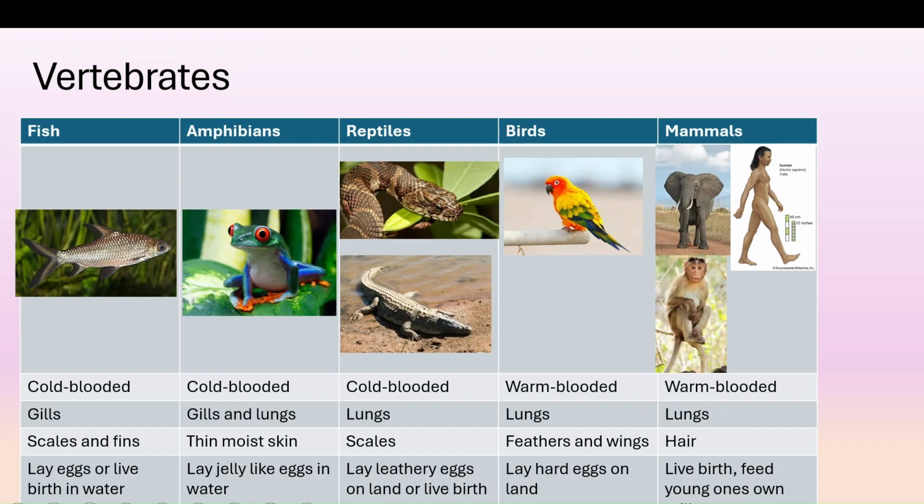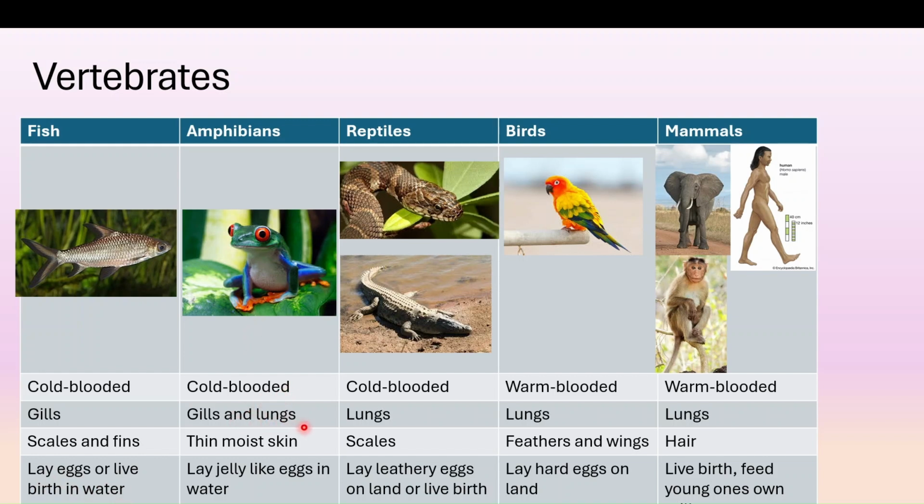So let's look at the vertebrates. These are animals with a backbone. So fish are cold-blooded. They have gills, scales and fins, and they lay eggs or give birth to live ones in water.